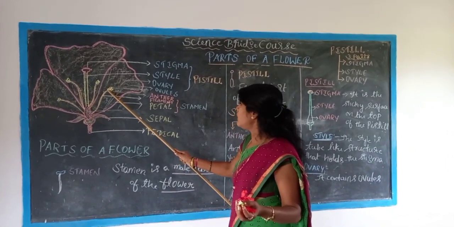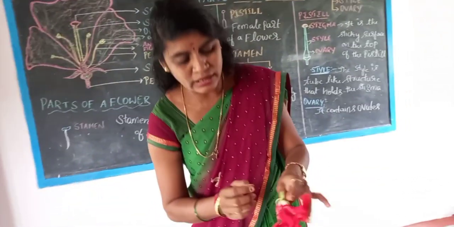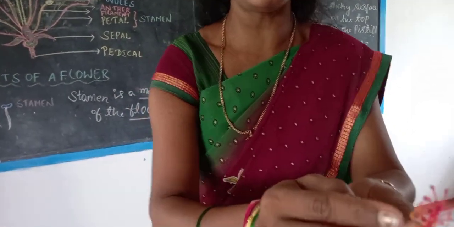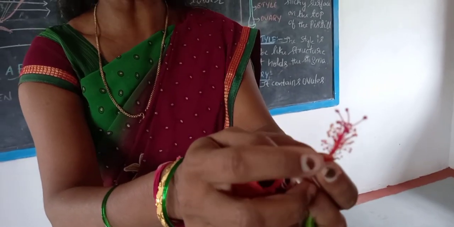And this is called the anther. The yellowish color that is present here. See the yellowish color, small, present here, no? This is called the anther.